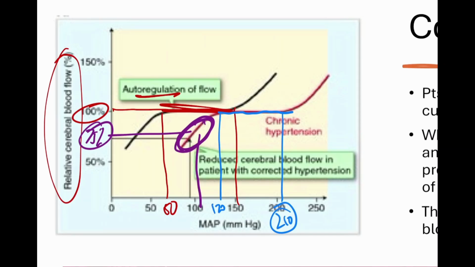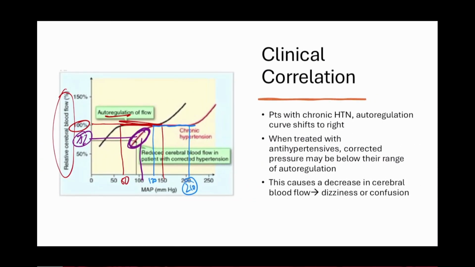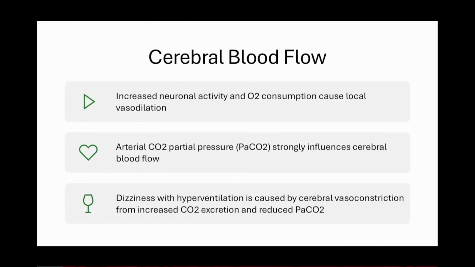Okay? Brain autoregulation, as long as you're on that straight line, you will have 100% perfusion of the brain through any of those ranges. When you start getting out of those ranges, you get less perfusion. Cerebral blood flow: increased neuronal activity and O2 consumption cause local vasodilation. So you need more brain power, more activity, more blood flow goes to the brain.